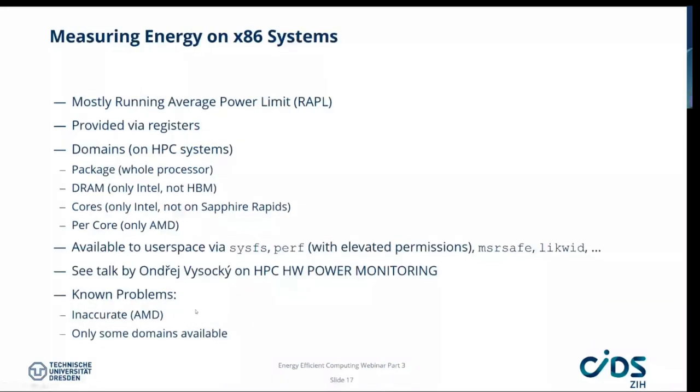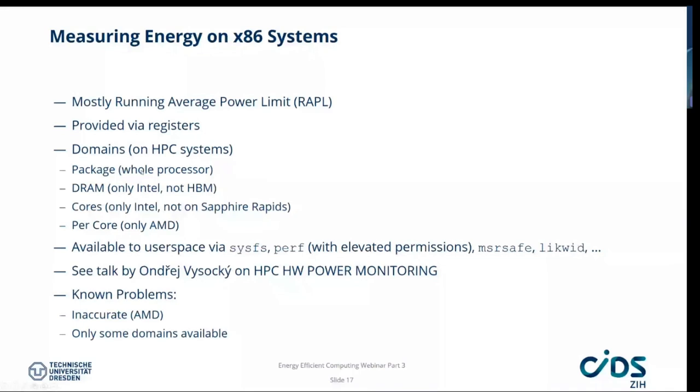Okay. Now to the second part, and that is measuring energy on x86 systems. And I want to thank Ondra because he had the talk last time, and he also already introduced the running average power limit. And that's why I can only focus on a small subset of that. So we know that this is provided via registers. It's available on AMD and Intel platforms. Here are the domains that are significant on HPC systems.